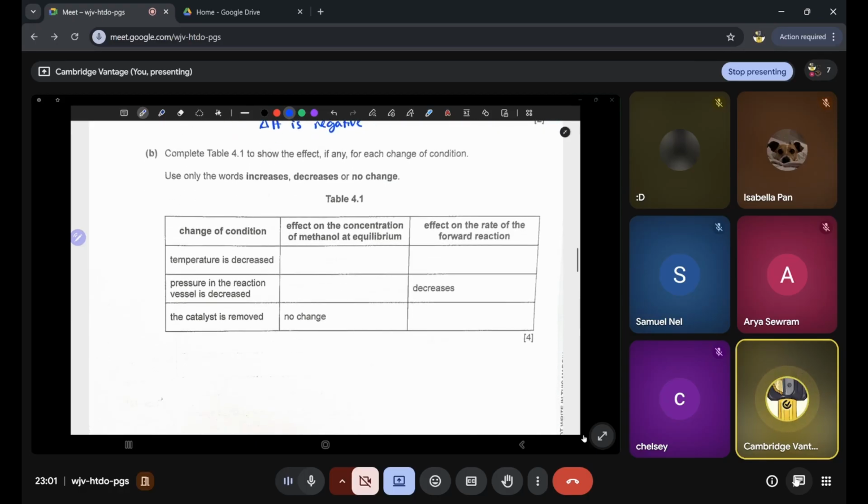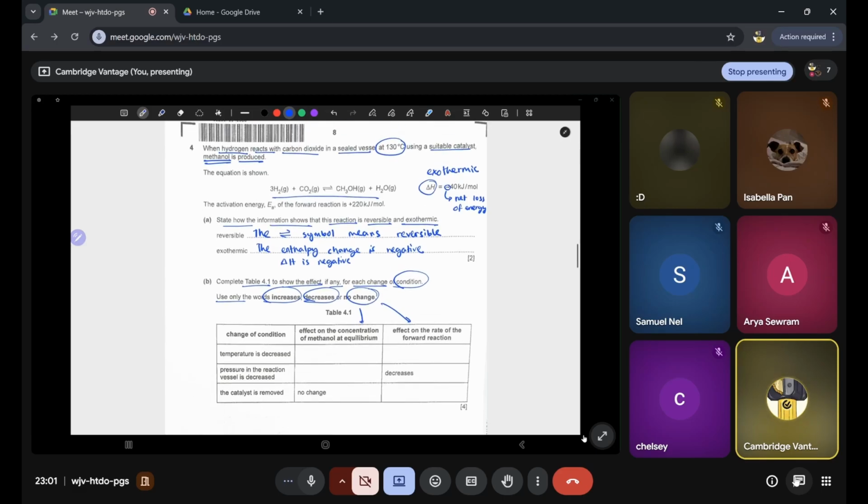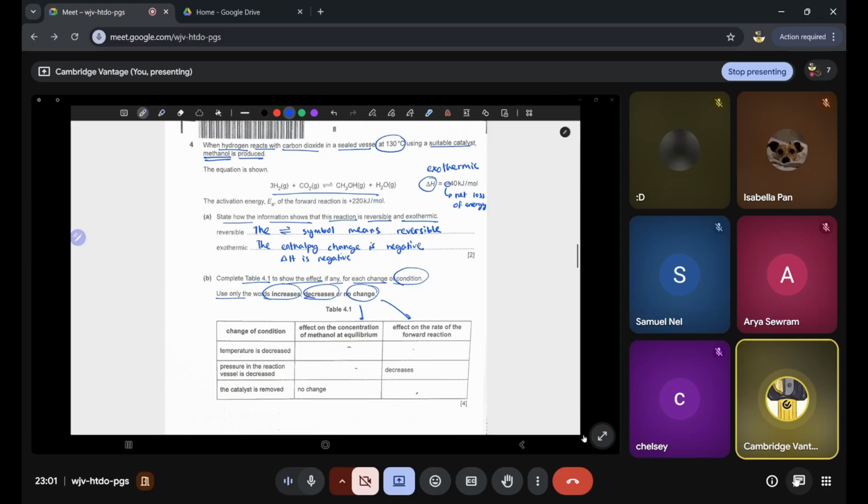Okay, next part. Complete table 4.1 to show the effect, if any, for each change of condition. Use only words increase, decrease, or no change. So we have two columns, one for effect on the concentration of methanol, and the other one is the effect on the rate of forward reaction. So we have 1, 2, 3, 4, and we have 5 of you guys. So if you will answer, and one will let go.